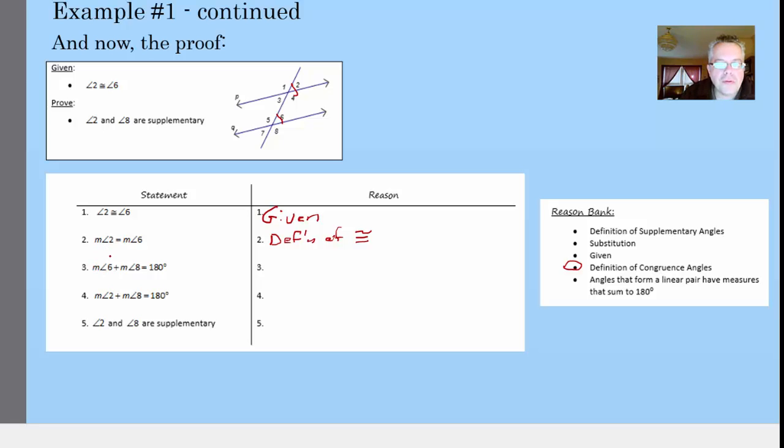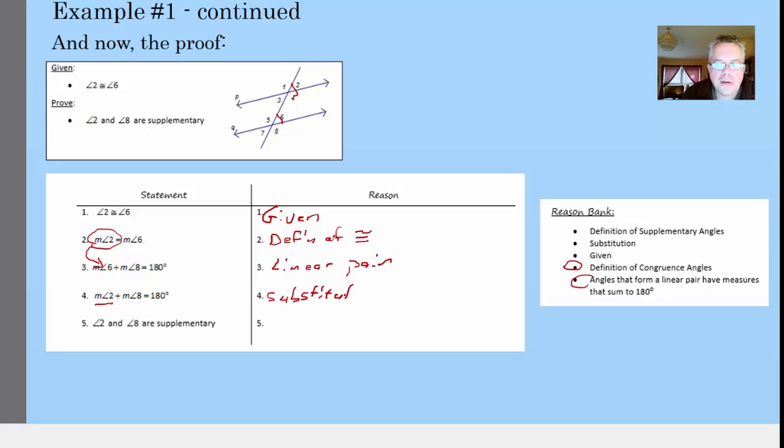Okay, so here we go. Now that we have that, we know the measure of 6 plus the measure of 8 equals 180. Why is that true? Well, they form a linear pair. I'm going to abbreviate that by just saying linear pair right here. Now the measure of 2 plus the measure of 8 has to equal 180. What happened? Well, since 2 is equal to 6, we put that in for 6, and we have this statement. This is the same as the one above it, except instead of the measure of angle 6, we have the measure of angle 2. That's called substitution.